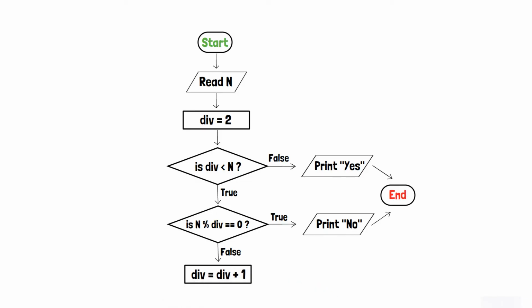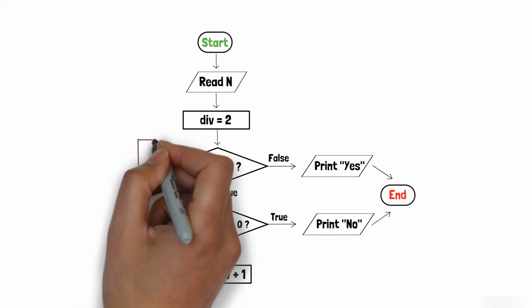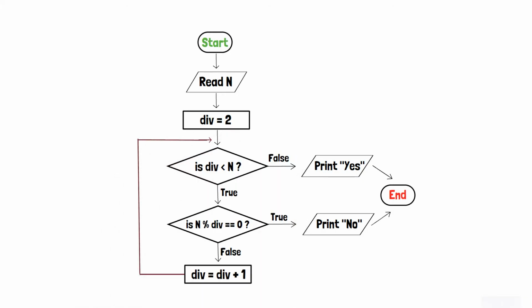In addition, we will also add a loop before the first decision box in such a way that it will recheck the value of div for each iteration. So whenever the value of div is less than n, we will check whether it divides n completely or not. And if it divides, we will print no and exit the program. On the other hand, if div is not less than n, we will print yes and terminate the program.